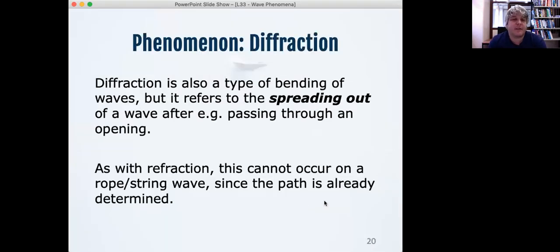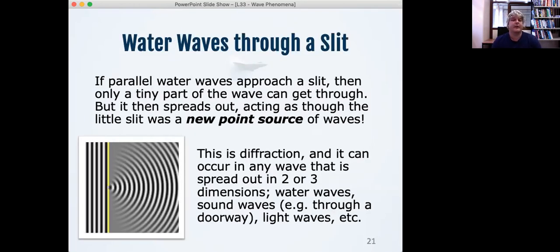The next phenomenon is diffraction. So diffraction is also a type of bending of waves, but it refers to spreading out of a wave after it travels through an opening or around an obstacle. So it can't occur again on a rope or a string because the path is already determined, and you can't have an obstacle in the way of a string. It would cut the string in half if you did that, right? So it doesn't work on one-dimensional waves like that, but it works on 2- or 3-dimensional waves.